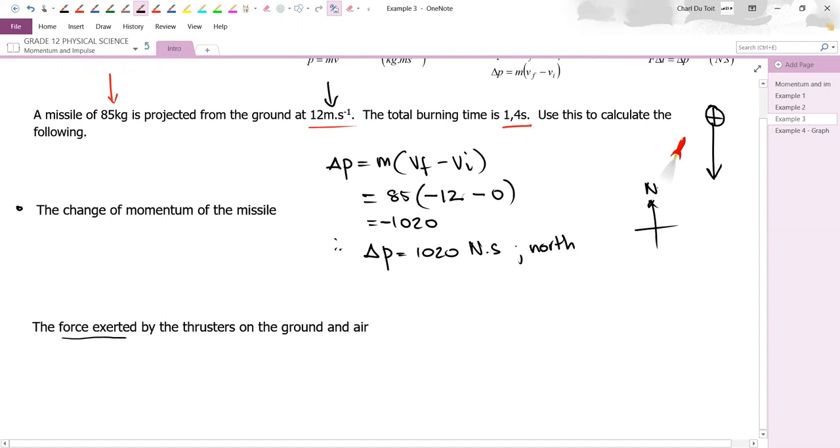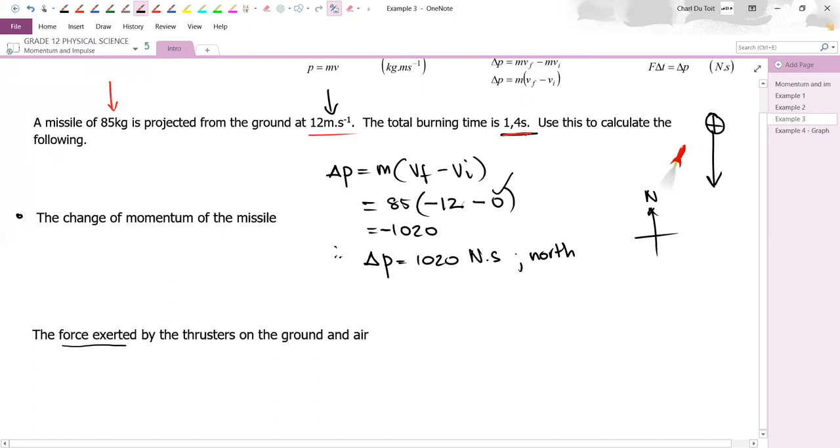Happy about that. Then the force exerted by the thrusters on the ground and air. The total time that the thrusters are working or exerting a force is 1.4 seconds. So your formula is F delta T equals delta P. Go, try and do that. I am going to give you 3 minutes for that. Just a tip, you're going to use a diagram of forces first before you can do the sum. You have to draw a little diagram of all the forces before you can do the calculation.